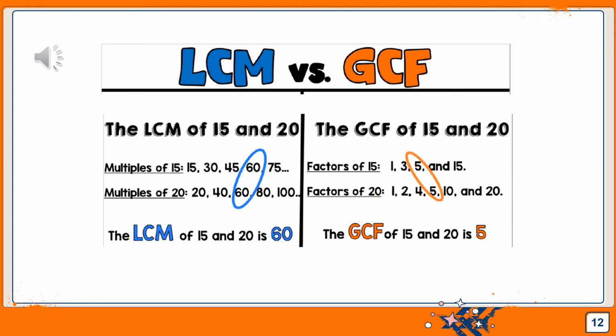Okay, so now the LCM versus the GCF. So let's see if this makes sense. The LCM of 15 and 20: we've got multiples of 15, which are 15, 30, 45, 60, and 75, and multiples of 20, which are 20, 40, 60, 80, and 100. So 60, the LCM of 15 and 20, is 60. I wonder if that still makes sense. And the GCF of 15 and 20, factors of 15. So if this still doesn't make sense, I'll bet it will in this video that I'm about to show you. So hold on just a minute and I'll bet it makes sense after this.